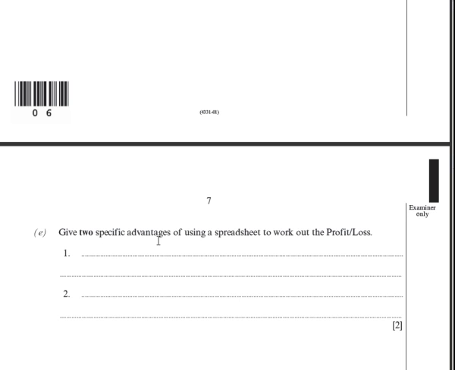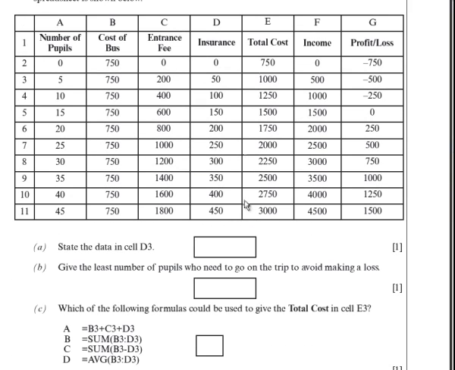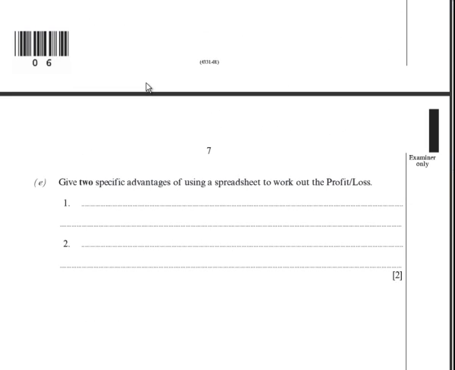Give two specific advantages of using a spreadsheet to work out the profit/loss. For this question, it is asking you in general terms what are the advantages of using a spreadsheet, and also mentioning profit and loss. So the main advantage is, on a spreadsheet, if we change any of the data, the calculations are done automatically, so it will update any figures which are reliant upon any changes we make in the spreadsheet.